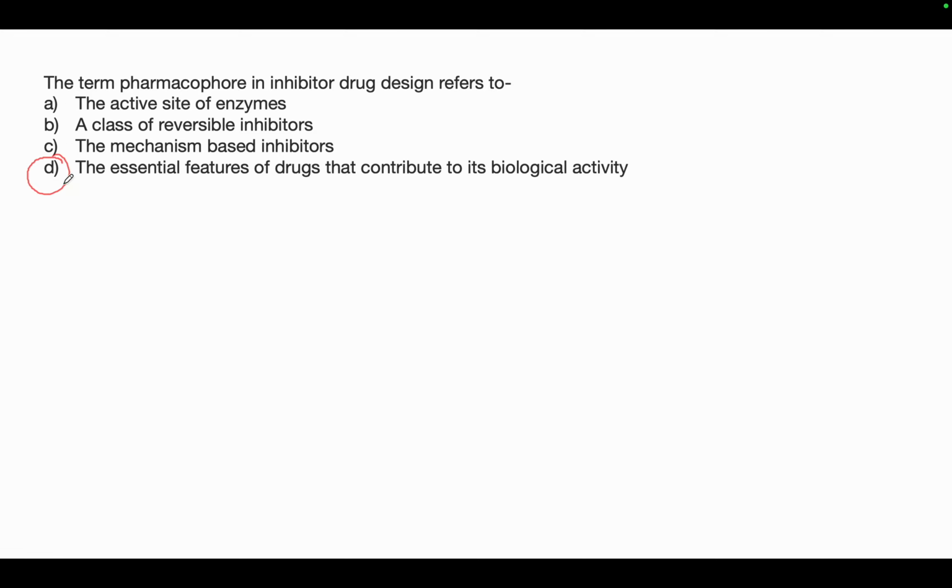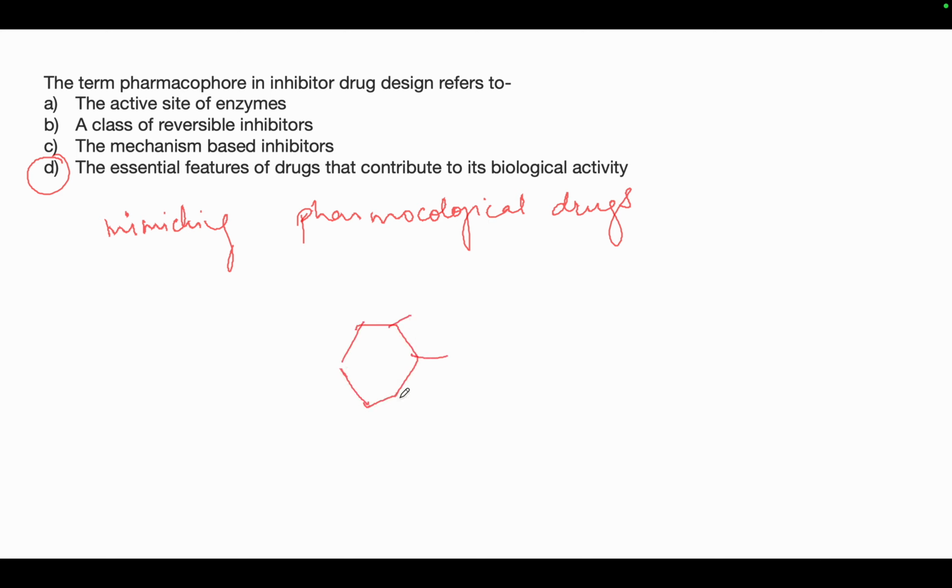So in pharmacophore based approach, we are basically mimicking pharmacological drugs. Okay, we are basically mimicking those drugs for the activity. So if we have a drug like this with different functional groups, we are actually mimicking the same drug. Okay, we can add a few functional groups in order to improve the potency of the inhibitor, but basically we are mimicking the same structure so that it will be complementary and show the same biological activity.